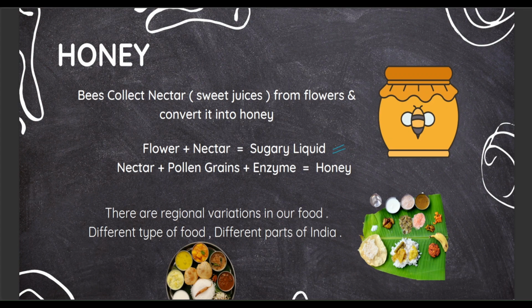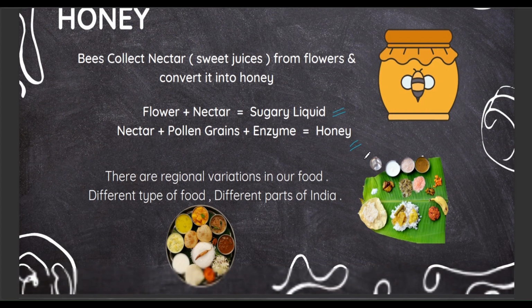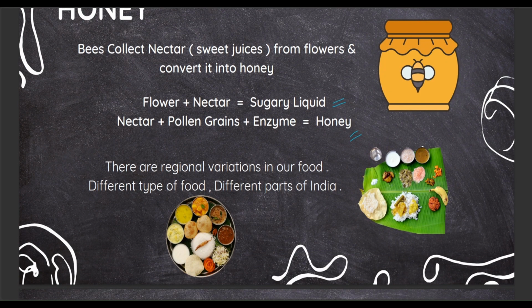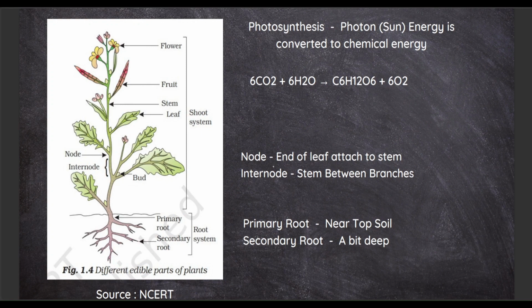नेक्टर and pollen grains plus enzymes makes honey। तो ये पूरा प्रोसेस है हनी फॉर्मेशन का। हमारे इंडिया में अलग अलग जगह पे अलग अलग variation मिलता है food का। साउथ में many items made of rice जैसे कि इडली, डोसा, and north there are many items, chapati, puri। What is photosynthesis?